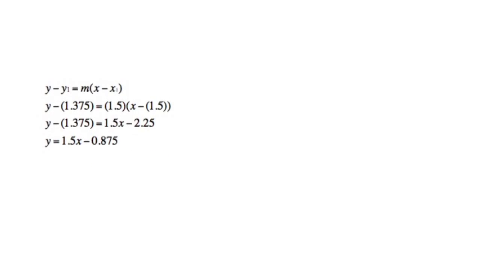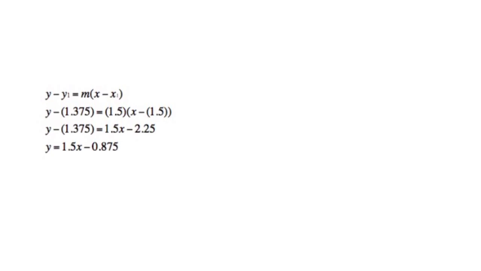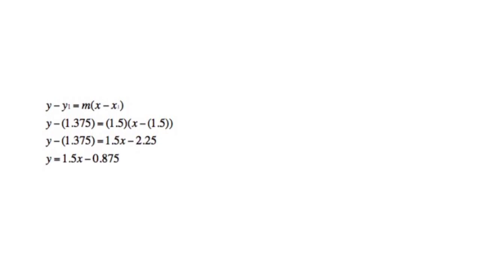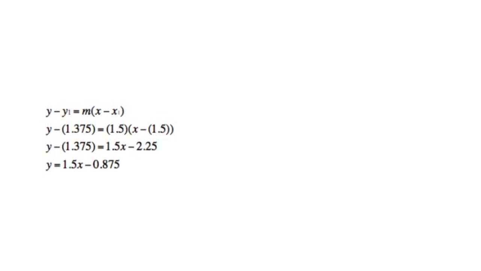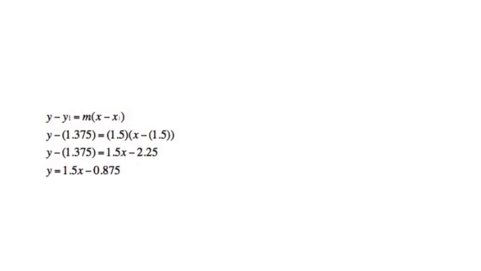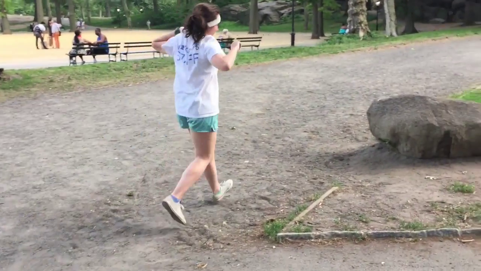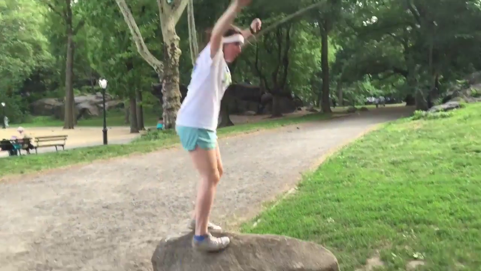Now that we know the x and y values, the only thing we have left to calculate is the slope. To find the slope of the curve at t equals 1.5 seconds, we must first take the derivative of the equation given and then plug in 1.5 for t. Now that we have both the x and y values and the slope of the equation at t equals 1.5 seconds, we can use point-slope form to find the equation of the line tangent to the curve. y equals 1.5x minus 0.875. Looks like we have a winner! Congratulations, Erin! Way to go!